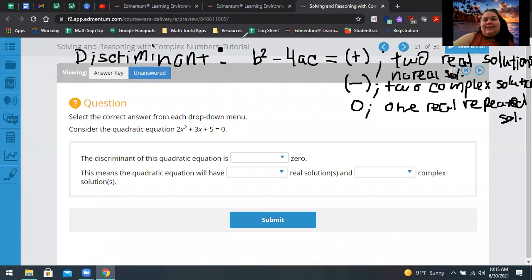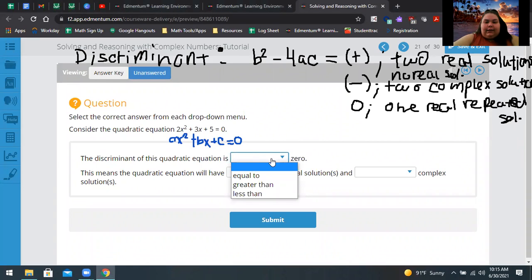So because it already has those two things, equal to 0 and in standard form, as I write this out, ax squared plus bx plus c is equal to 0. We can see what our a, b, and c are. So let's plug it into this here. It says the discriminant of this quadratic equation is blank.